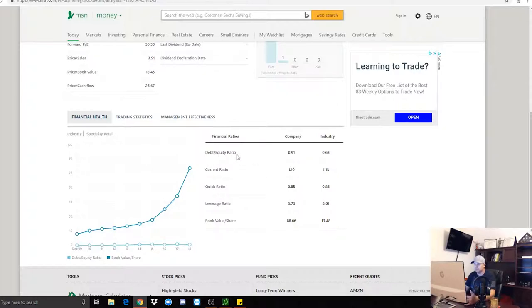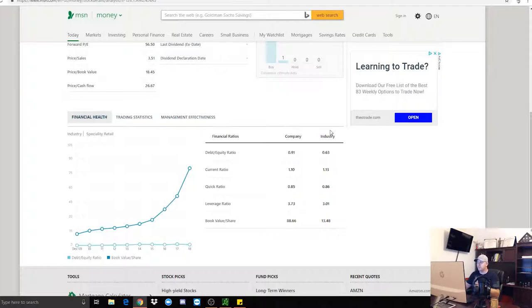As I said, I just explained this, the analysis tab, we can quickly go down in this where we can even see more: debt to equity ratio, current ratio, quick ratio, leverage, book value per share. Remember, book value per share is broken down from shareholders' equity compared to what it is on a per share basis. And over here, you'll see it's compared to the industry average.